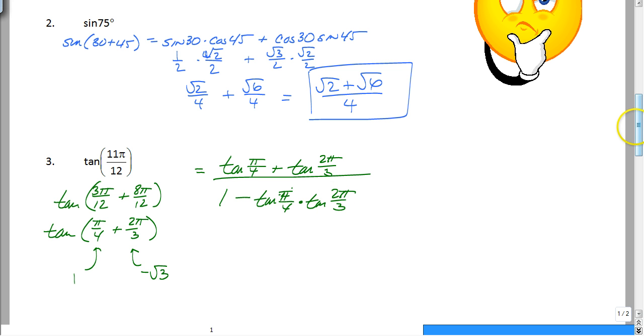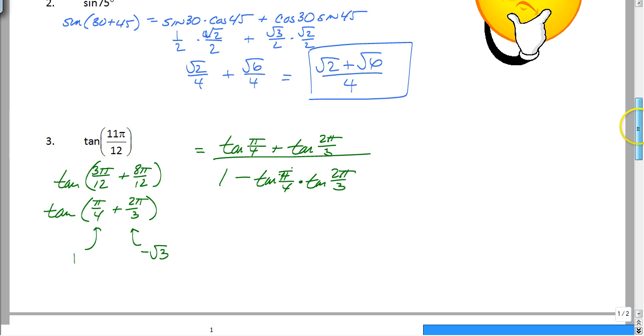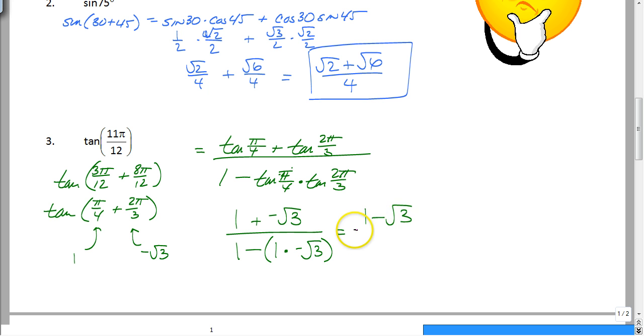And then again, we're just going to plug everything in. So on the top, we know that this is 1 plus, we know that is a negative square root of 3, all over 1 minus, and then this is going to be 1 times negative square root of 3. And then we just have to simplify from there. So that's 1 minus the square root of 3 all over 1 plus the square root of 3. We are not allowed to have radicals in the denominator. So from there, we're going to multiply the top and bottom by the conjugate. That's 1 minus the square root of 3.